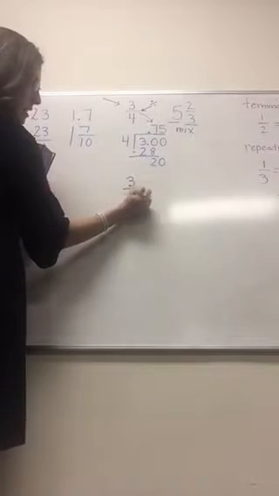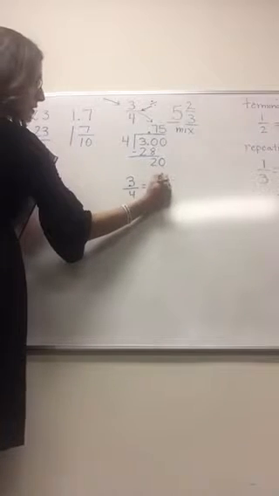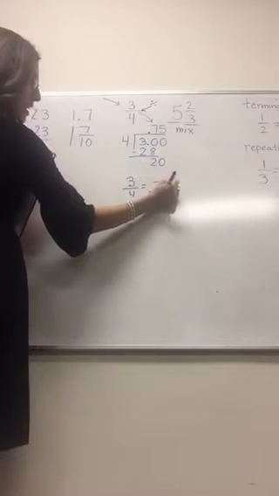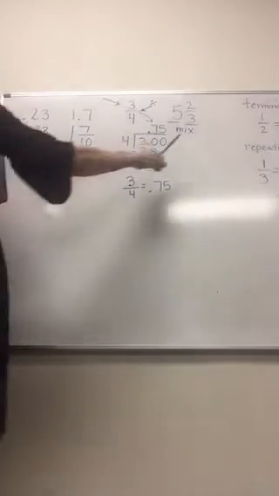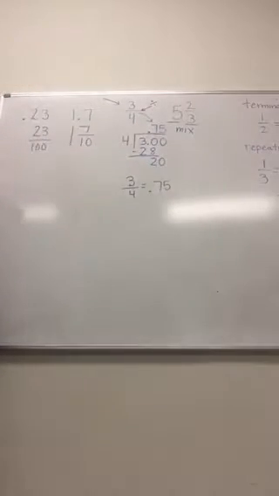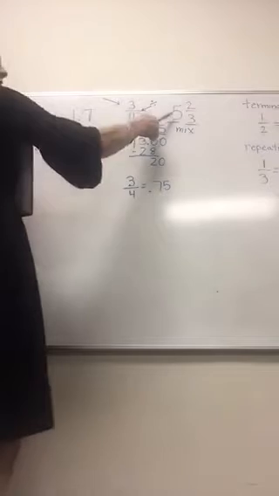3/4 is equal to 0.75. All right, now let's go to the last one, 5 2/3. That's a mixed number, a mix of a whole number and a fraction. So we are going to change this to a decimal. Well, where is that whole number going to go?